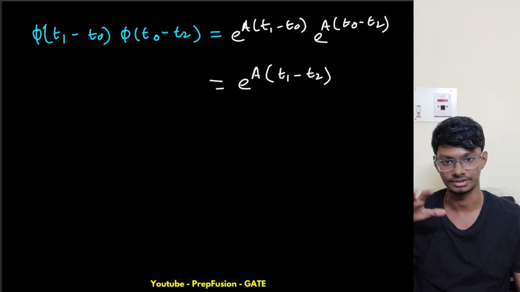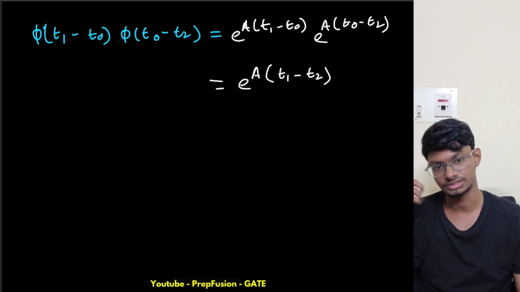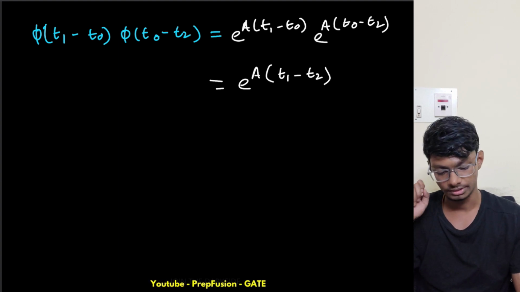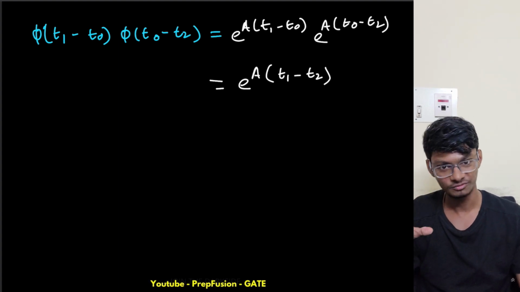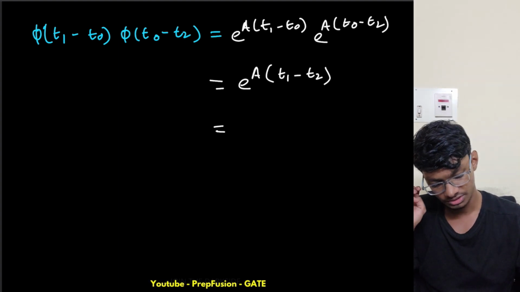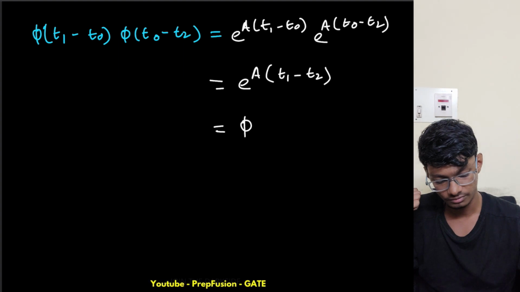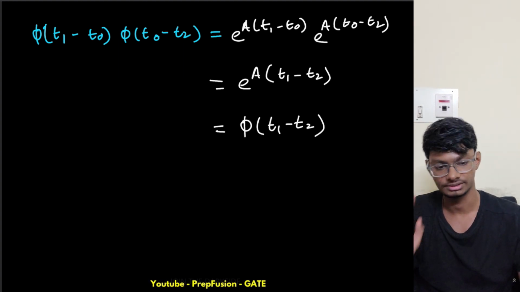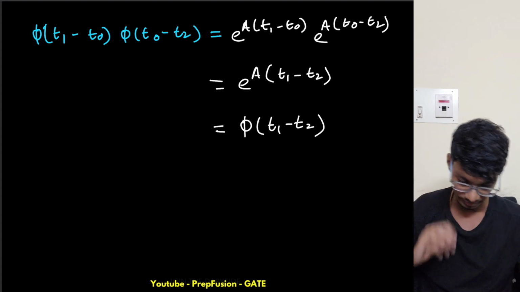All these properties help you have a quick check-in on what the property was, else you may forget it. This is not a real proof, don't worry. So this is e raised to power a (t1 minus t2), which is defined as phi of t1 minus t2. That is what this property is.